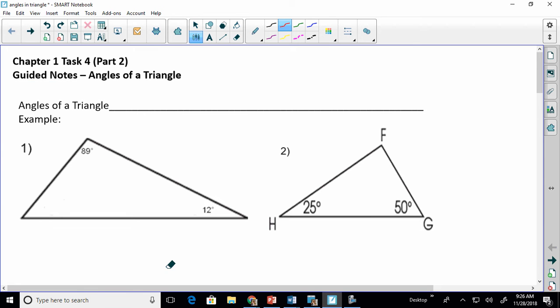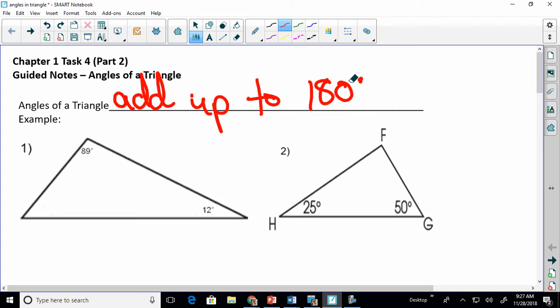Okay, for this part, we're going to focus on the angles in a triangle. So every triangle has 3 angles. So we've got one angle here, one angle here, and one angle here. If I were going to add up the angles of any triangle, the sum of those 3 angles is always equal to 180 degrees. So angles of a triangle add up to 180 degrees.